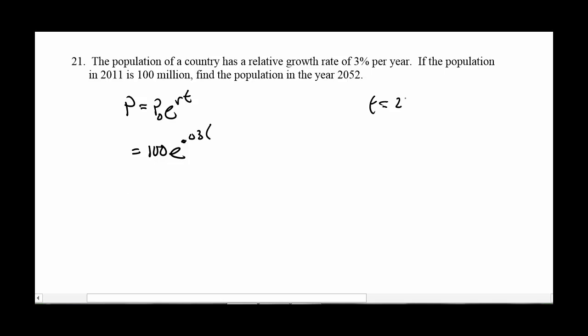Well, T in this case is 2052 minus 2011. That will tell us how many years have passed. That's 41. So to the 41st power. And type that in. I will tell you, we're going to get something like 342.12 million on that.